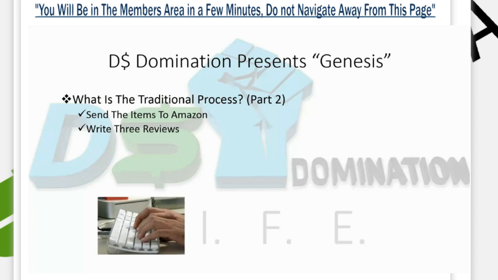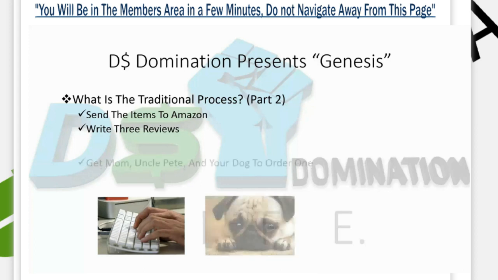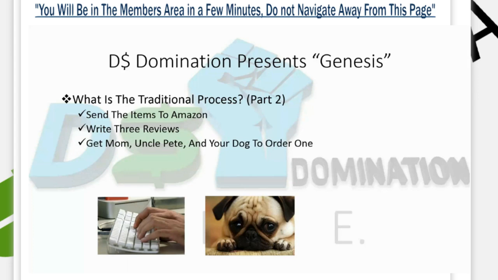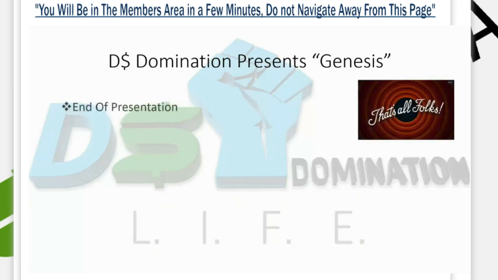The other training, now this is not my training, this is not Genesis, this is what's out there for $5,000 that you'd pay other companies. You're going to write 3 fake reviews, you're going to get a few of your friends to order an item from you, which will give you a slight boost in rank, and then you cross your fingers and hope you make money.